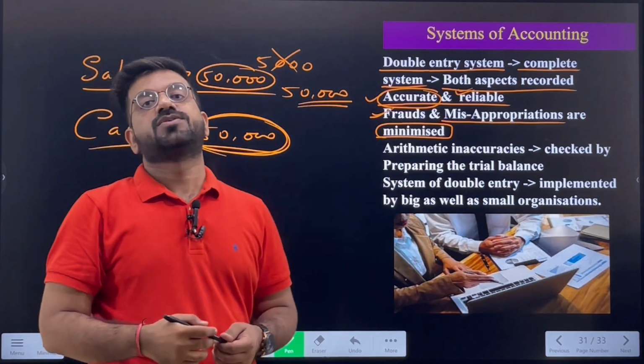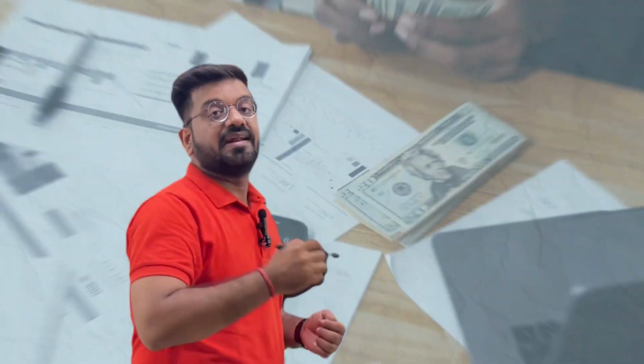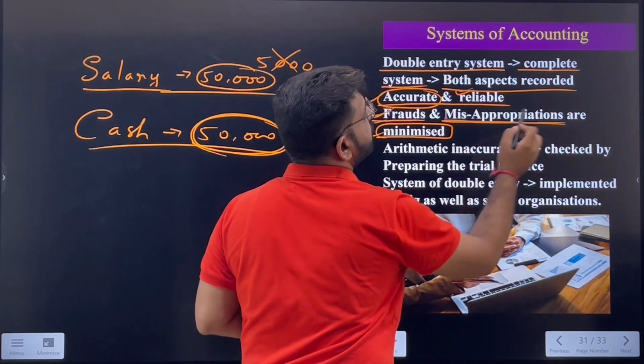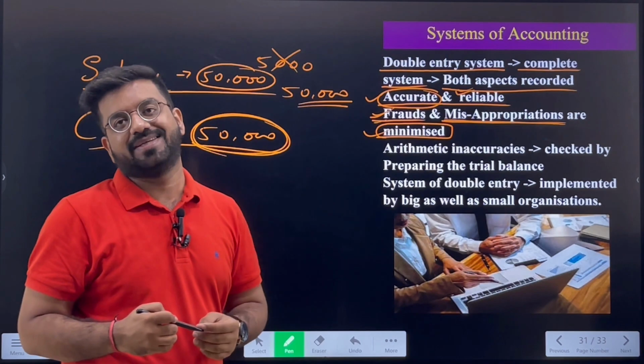Is that okay? So this minimizes the risk of frauds. No one can make us fool, or enter each and everything on their own. Everything has to be recorded in two places. With that, the risk of fraud and misappropriations, these types of mistakes can be minimized.